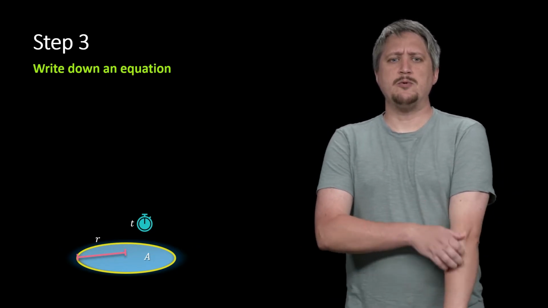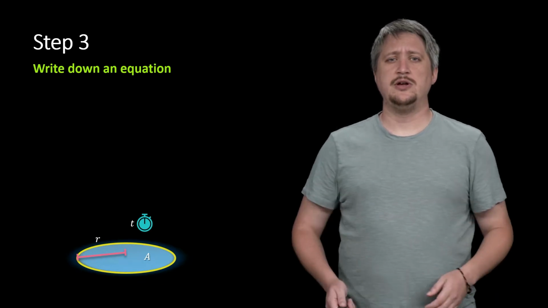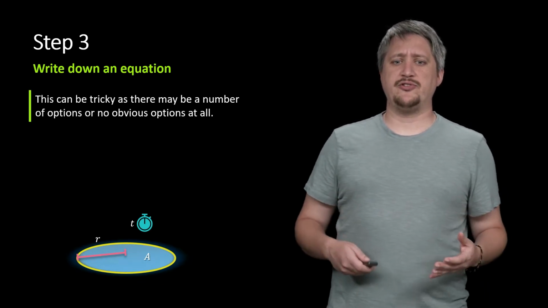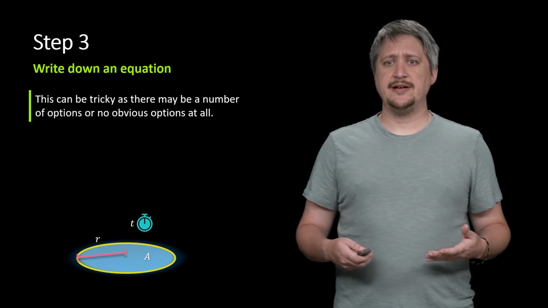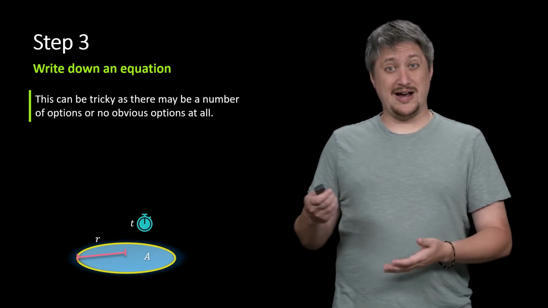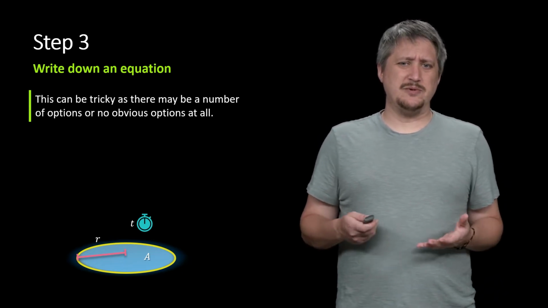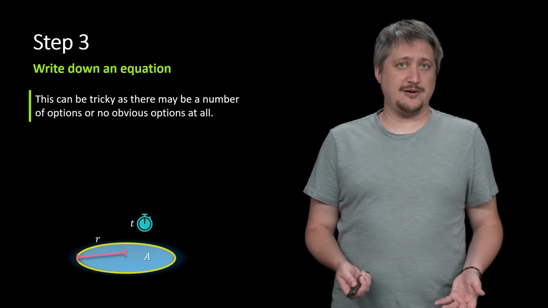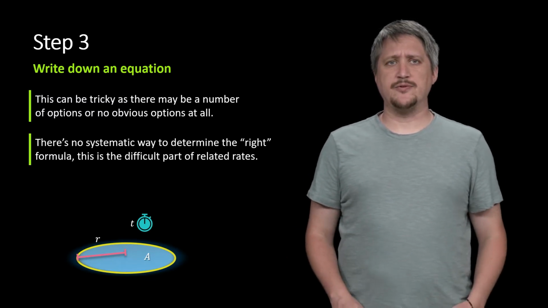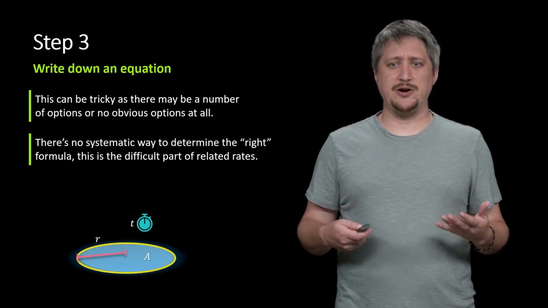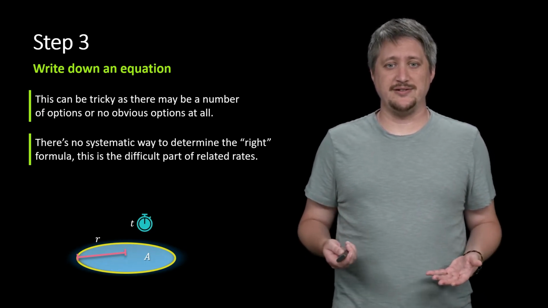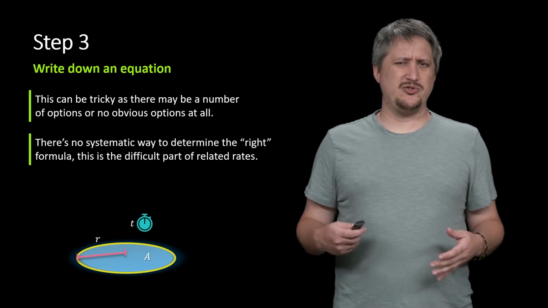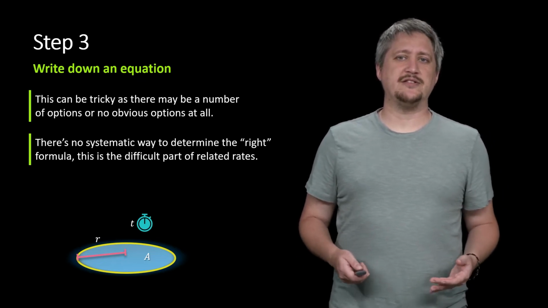Step three, we want to write down an equation. In particular, we want an equation that ties this stuff together and relates what we're actually after. This is going to be tricky because there might be a bunch of options, or there might be no obvious options at all. And unfortunately, there's no systematic way to determine what the right equation is, the right formula. So this is usually the difficult part of related rates.